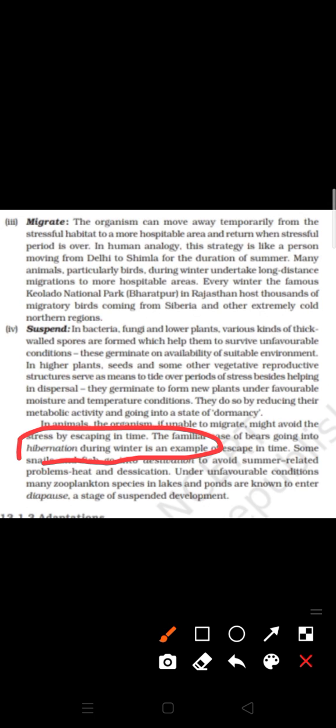One more example I want to give you. Under unfavorable conditions, zooplanktons make a covering around themselves and go to the dormant stage. In hibernation, children, a bear has blubber, and the bear can utilize this blubber for all the metabolic activities. The bear is in sleep, but the metabolic processes are going on, like respiration and all. For respiration and movement of the heart they require energy. Where do they get this energy from? They take it from their blubber.